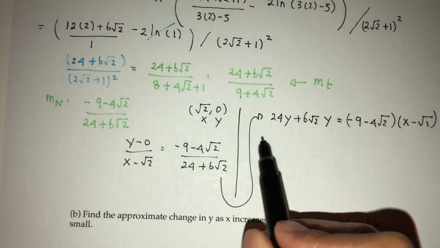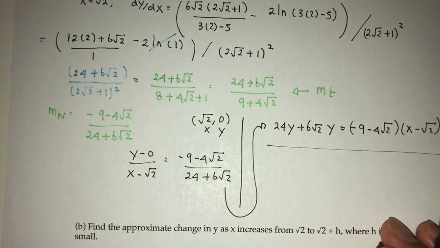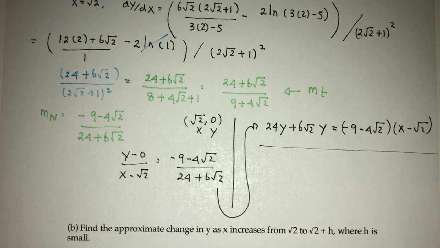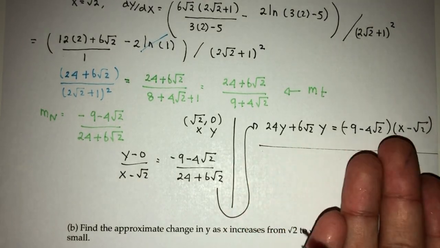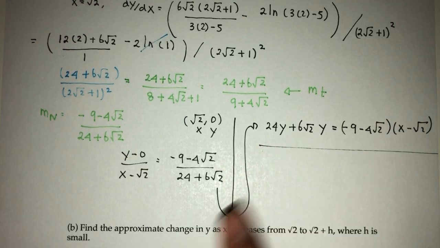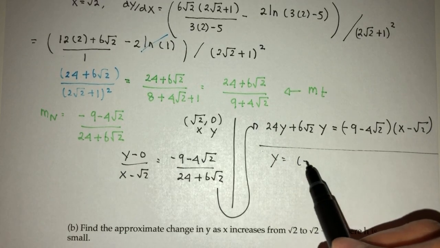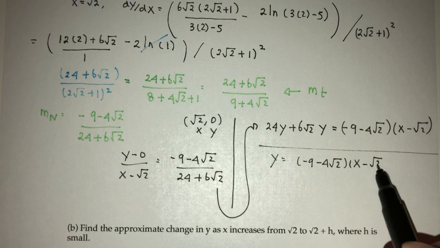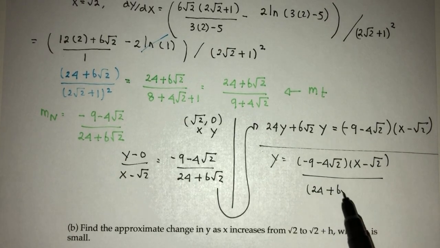Okay, so now you can stop right here if you want to. I mean, it doesn't say it should be in any form, so you can. But I would say you have to expand because it is prettier if you expand everything. But I will not do this. It seems to be too long for me. But you get the idea. You have this. Make y the subject. Let me do this part for you. So y becomes the subject. You have minus 9 minus 4 root 2 times x minus root 2, divided by 24 plus 6 root 2.